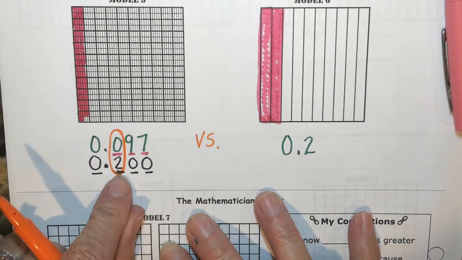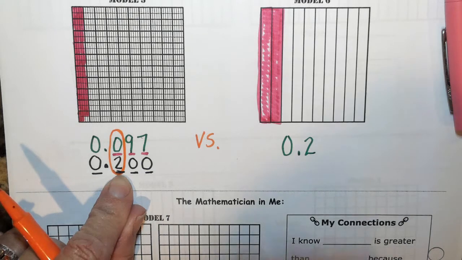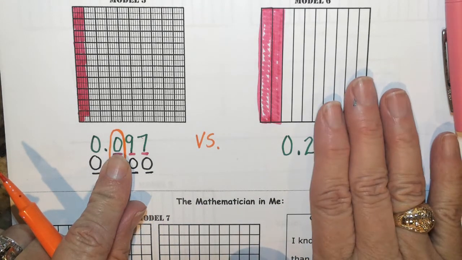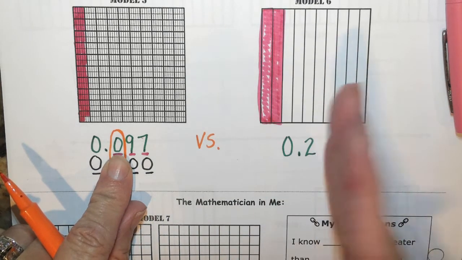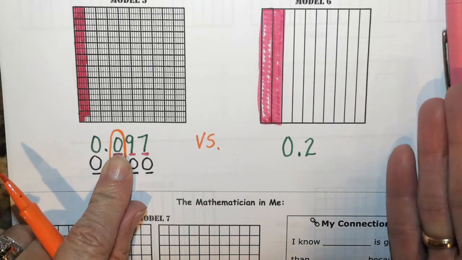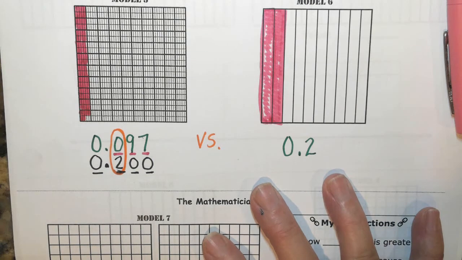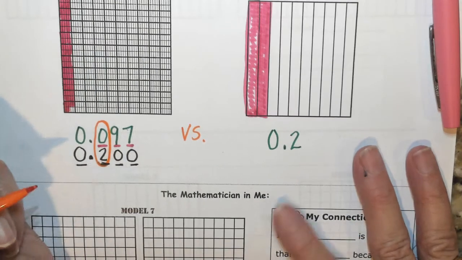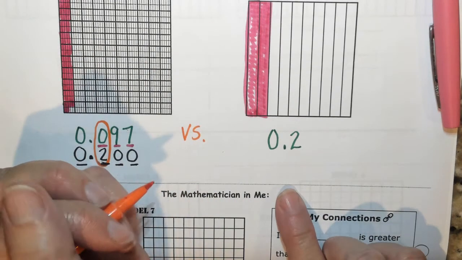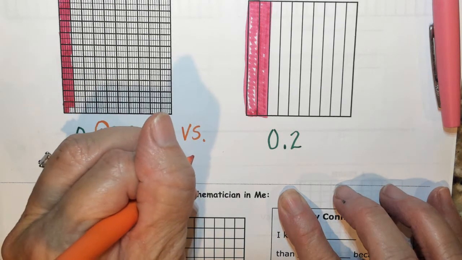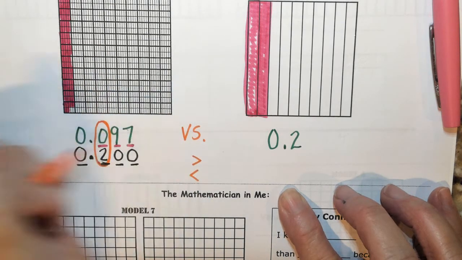We're going to go ahead and say that 2 is bigger than 0. And we can see in our model that 2 tenths has much more shaded than 97 thousandths. So I'm going to write that with my comparison marks, and I'm going to write on this line here. And I'm just going to give my greater than and my less than signs.